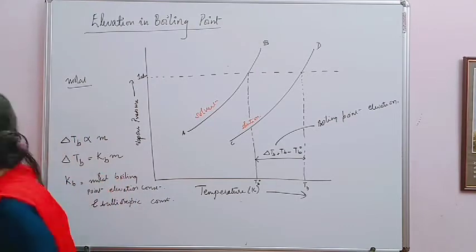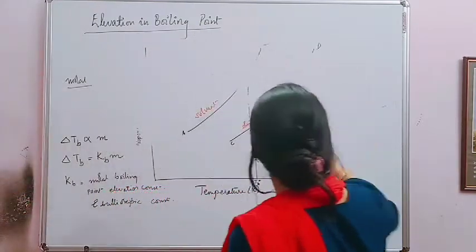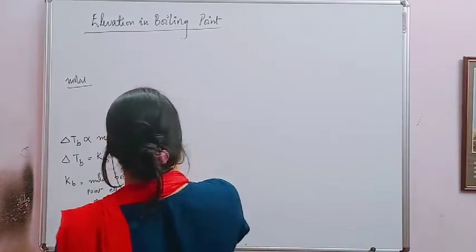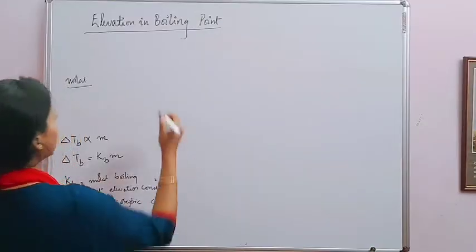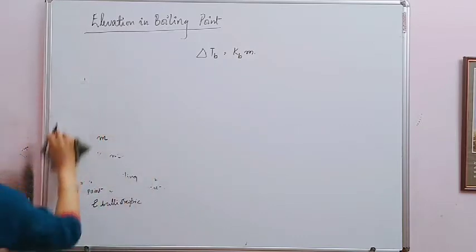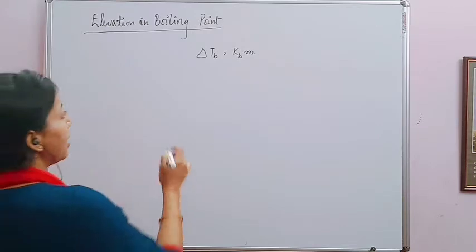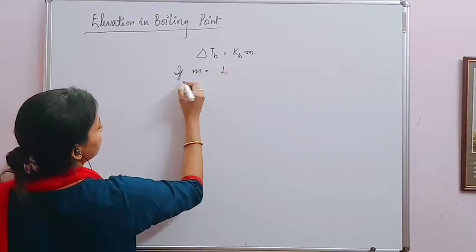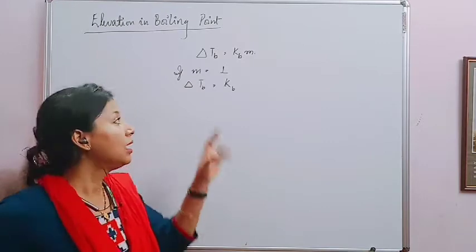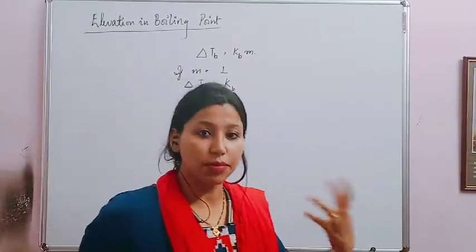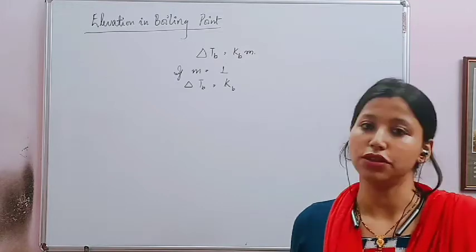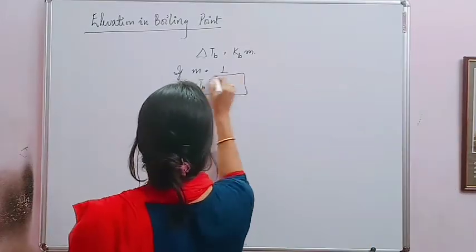Clear? Let's elaborate now. I'm rubbing on this part. So this diagram also should be there when you prepare your notes. Okay. Now, we have delta Tb is equal to Kb into m, where m is the molality or molal concentration of the solution. If the molal concentration of the solution is 1, then delta Tb becomes equal to Kb. So how can we define Kb? Kb is defined as the elevation in boiling point for a solution which contains 1 molal solute or 1 gram mole of solute. Okay, so this you must remember.